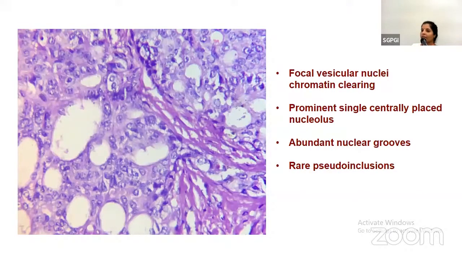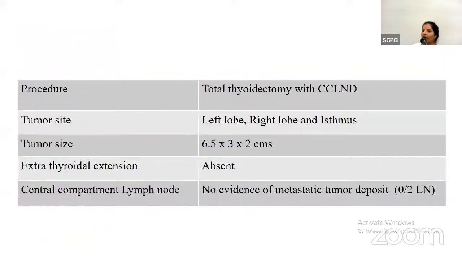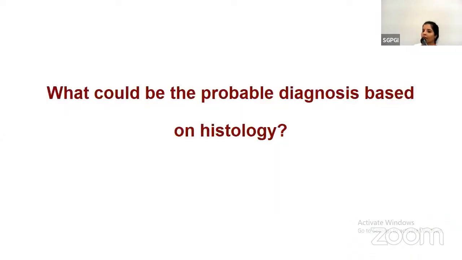Now, based on these features, we can see that the nuclei are vesicular and they are having a prominent single centrally placed nucleolus, which is quite often seen in almost all the nuclei. Grooving was prominent and at places some pseudo-inclusion like appearance was also there, maybe like this and something like this. There was no extrathyroidal extension on histopathological evaluation also, and there were two central compartment lymph nodes along with the specimen and both of them were negative.